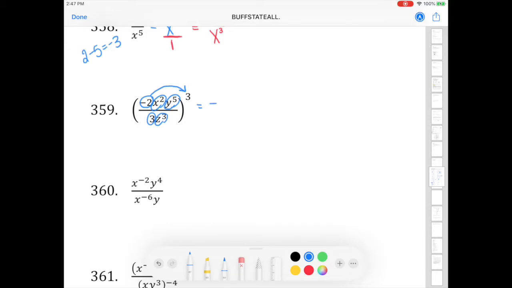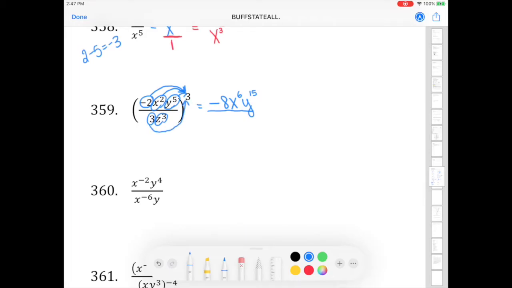So first, -2 to the 3rd power. -2 times -2 is 4, times -2 is -8. X squared to the 3rd power is a power to a power rule, so I multiply them, I get x to the 6th. And then y to the 5th raised to the 3rd, again power to a power rule. I multiply those together and I get y to the 15th.